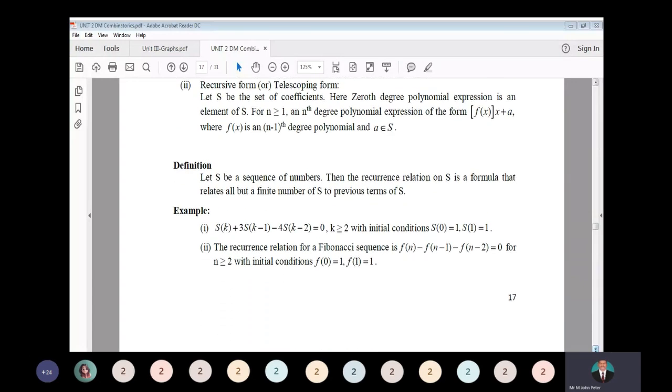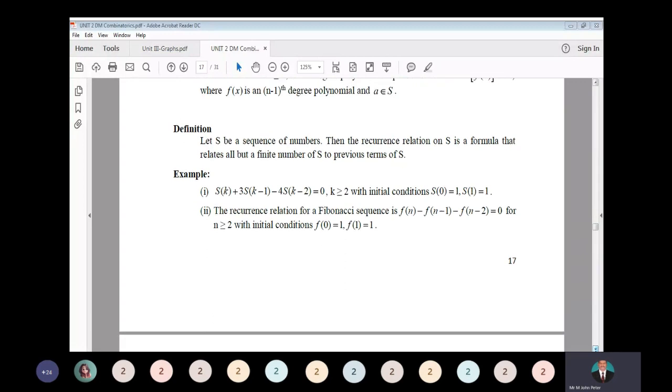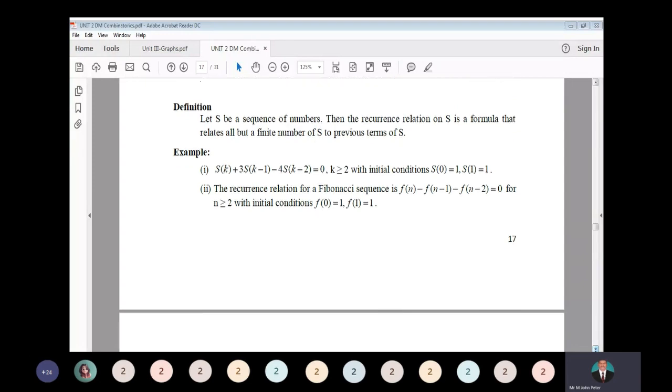Definition: let S be a sequence of numbers, then a recurrence relation on S is a formula that relates all but a finite number of terms of S to the previous terms of S. Example: S(k) + 3S(k-1) - 4S(k-2) = 0, where k is greater than or equal to 2, with initial conditions S(0) = 1 and S(1) = 1.